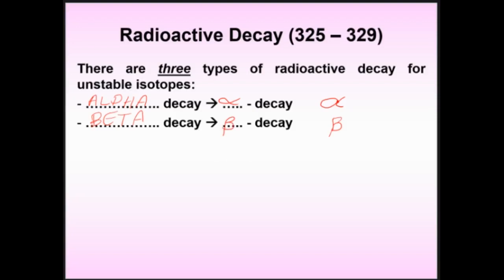What's the next one? Gamma, which is usually the most harmful one. Gamma decay, G-A-M-M-A. It's kind of like an alpha, but turned 90 degrees up.